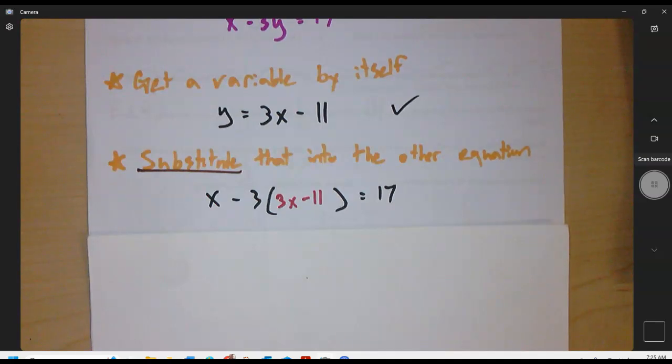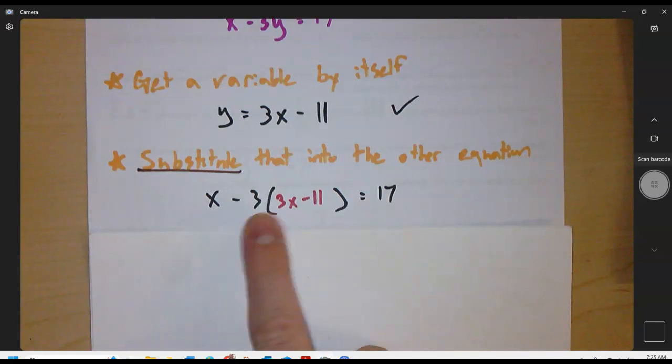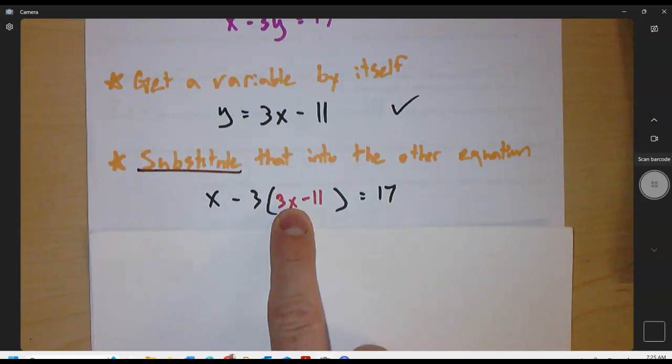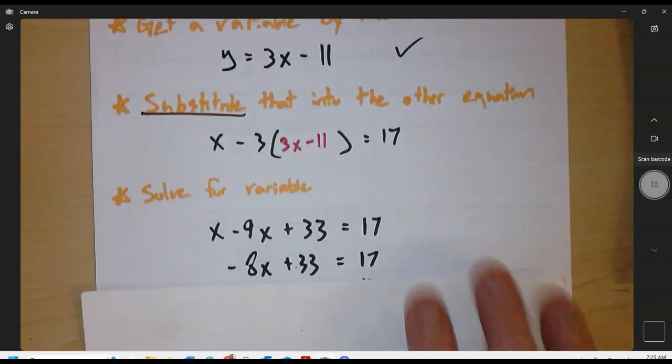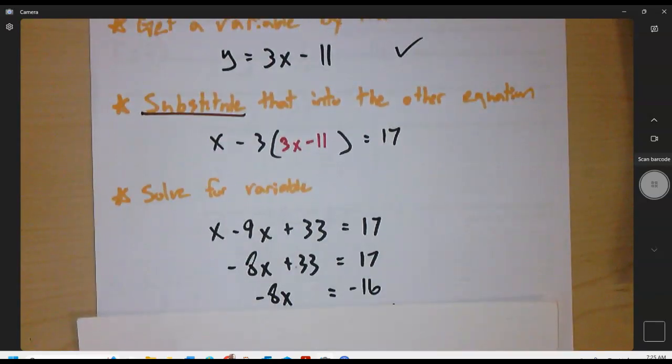So we're here. Now it's an Algebra 1, Algebra 2-ish type of problem. I need to solve for x. So I'm going to distribute negative 3 times 3x, negative 3 times negative 11. And I'm going to get x minus 9x plus 33, negative times a negative, equals 17. And we solve from here. x minus 9x is negative 8x. I'm going to subtract 33 from both sides. I'm going to divide by negative 8. 2.